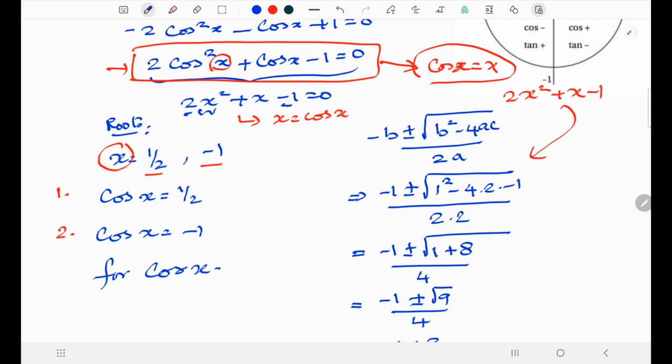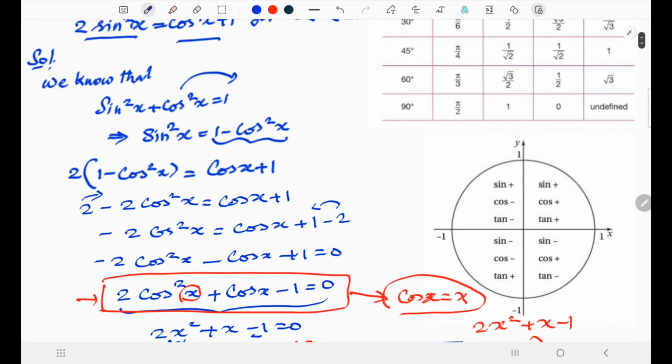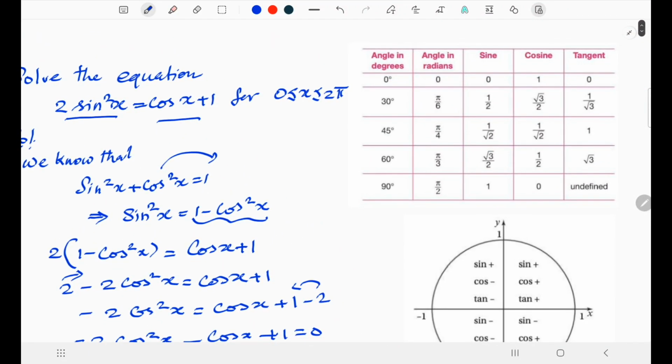Cos x equal to 1 by 2. We need to go back to the table. Already we have discussed, remember this one. Though the question is given in radians, we need to check for the radian. Which radian will have the cos value as 1 by 2? We have this one, cos is 1 by 2. See here, the first one is this angle in radian.